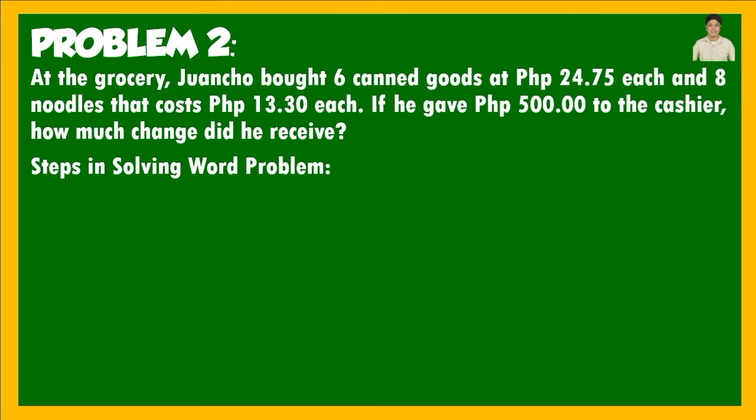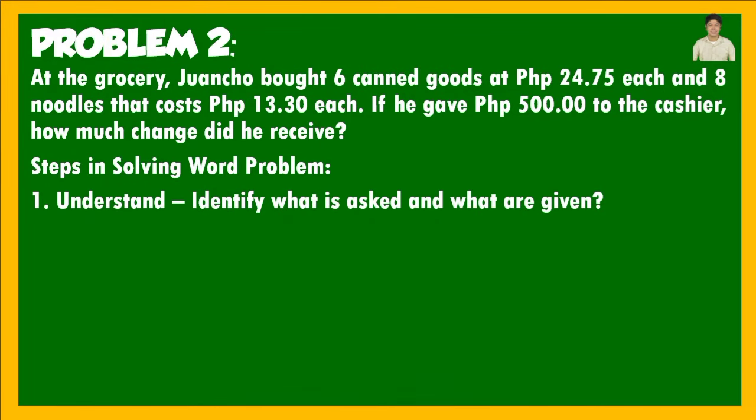Okay, so bumili po si Juancho ng canned goods and noodles dun sa isang grocery. And then, nakalagay po dyan yung presyo ng kada canned good tsaka noodles. So, nakalagay din dyan kung magkano ang ibinayad ni Juancho dun sa cashier. So, ang tinatanong niya dito is, magkano yung sukli, yung change. So, let's have the first step, understand. So, identify what is asked and what are given.